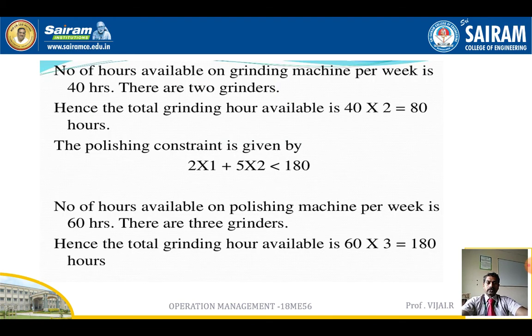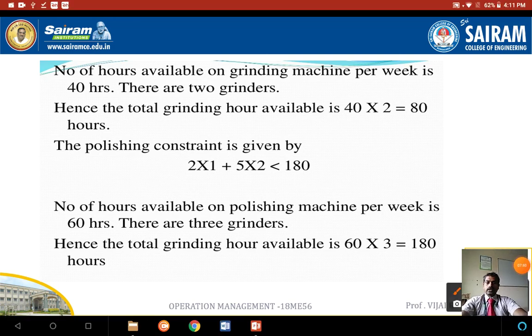The polishing constraint is given by 2x1 plus 5x2 less than or equal to 180. How does it come? Because there are 3 polishing machines available and each works for 60 hours. So 3 into 60 is 180 hours. That is why it is given as 180. And 2x1 plus 5x2 is already given in the problem statement for model 1 and model 2.